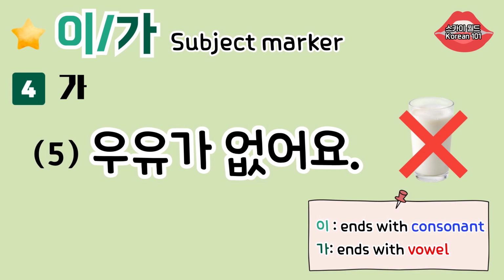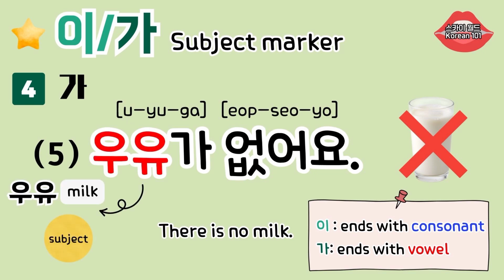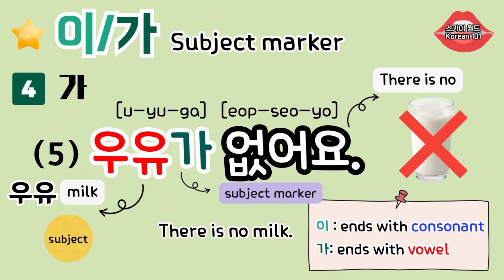우유가 없어요. There is no milk. So 우유 means milk. Because 우유 ends with a vowel, we use the subject marker 가. 없어요 means there is no or there are no. So 우유가 없어요 means there is no milk. So we know the listener does not know this information. And 가 shows that milk is the new important information. So you are informing someone about the situation, that there is no milk.